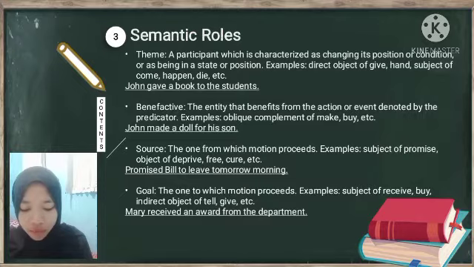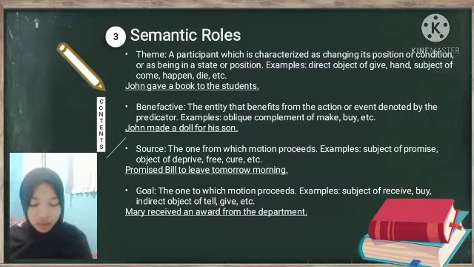And then the fifth one is benefactive, the entity that benefits from the action or event denoted by the predicator. Example is the oblique complement of make, buy, and etc. The example sentence is: John made a doll for his son.